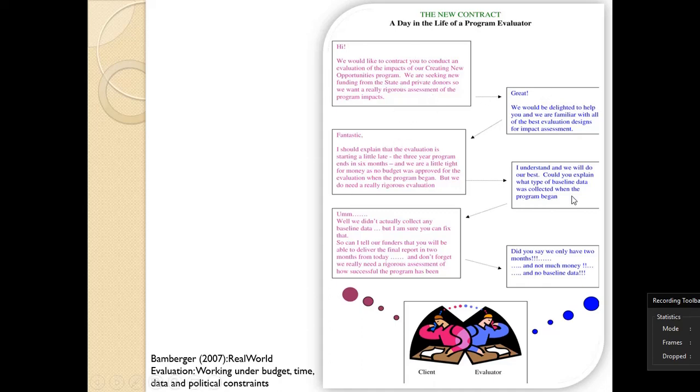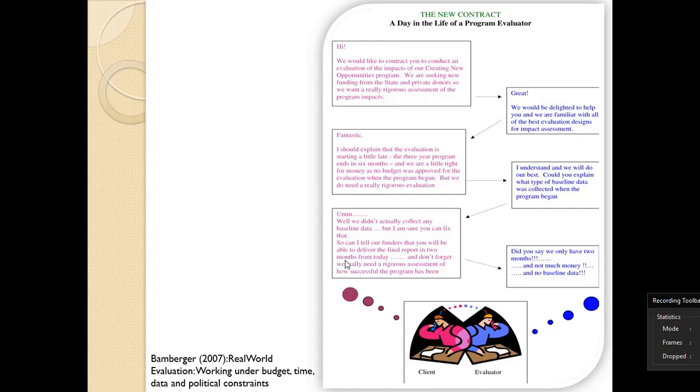And therefore they get some funding. The evaluator replies, oh, I understand. We will do our best. Could you explain what type of baseline data was collected when the program began? The client replies, well, we didn't actually collect any baseline data. How would you expect them to do a baseline if they did not even have a budget for that evaluation process? So, baseline was for no purpose. But I'm sure you can fix that.